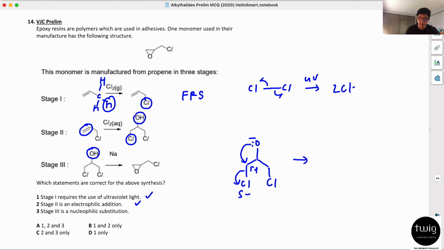And this is the product actually. So you get the O joined to this carbon, and then you have this and the Cl over here. So this is your final product, and the mechanism, of course, is nucleophilic substitution, right? So stage 3 is also correct, which means the answer is A, right? 1, 2, 3. Okay, let's look at the next question.